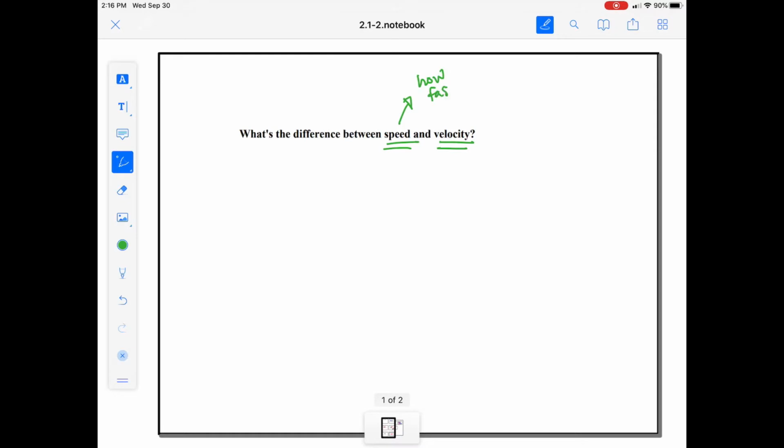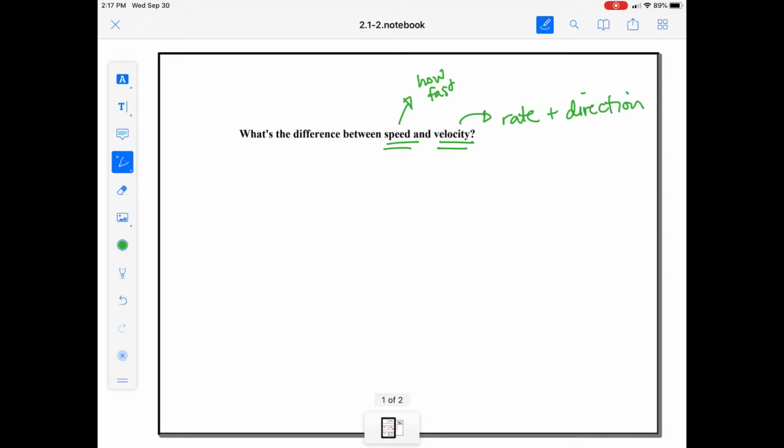Now, what's handy about velocity is it also tells you how fast you're traveling. But you might remember from physics, for example, when you're talking about vectors, that velocity doesn't just tell you the rate at which you're traveling, it also tells you the direction in which you're traveling.